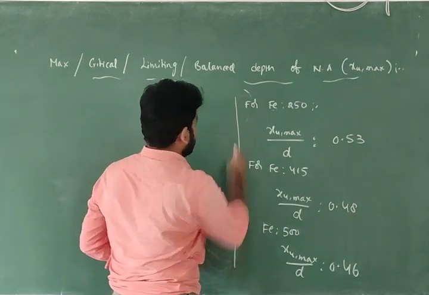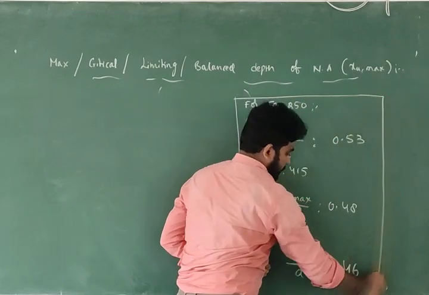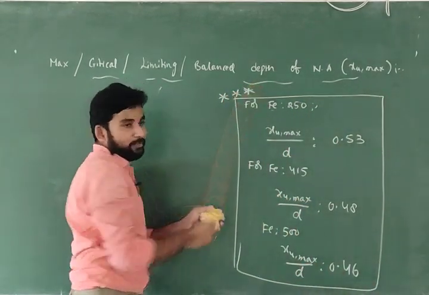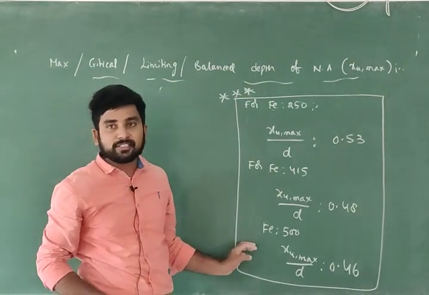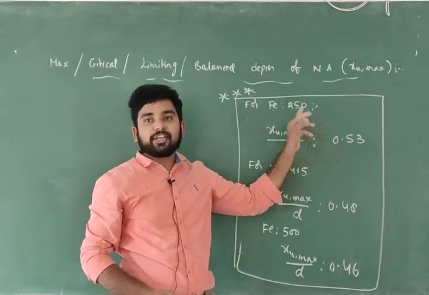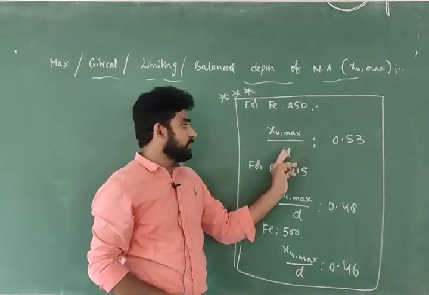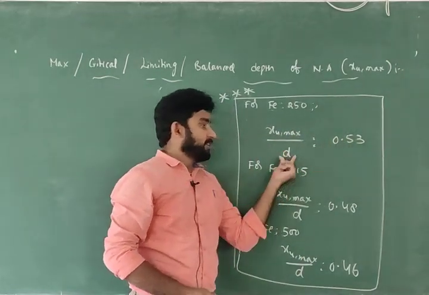So put it in a box. Very, very important. You don't need to derive all these things every time. Directly you can remember that for Fe 250 grade, the xu maximum value is 0.53 times d.